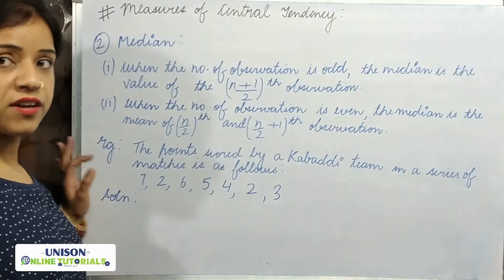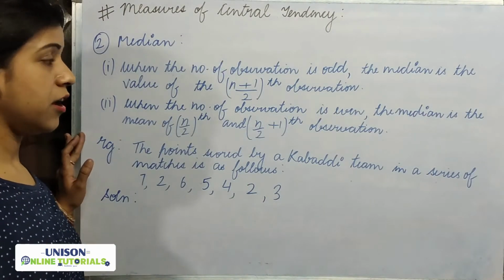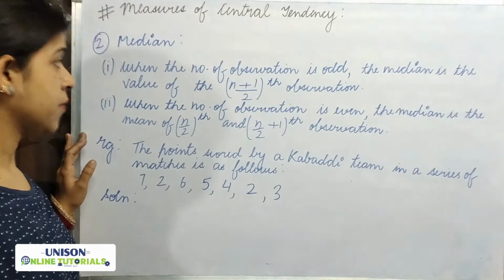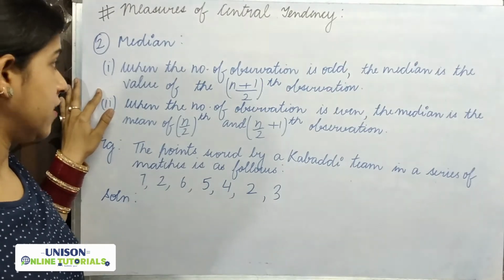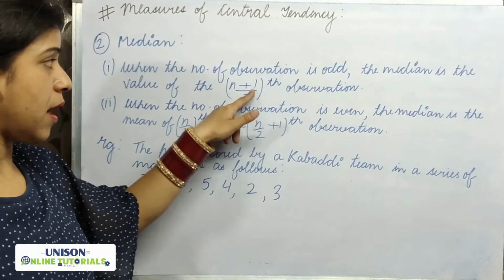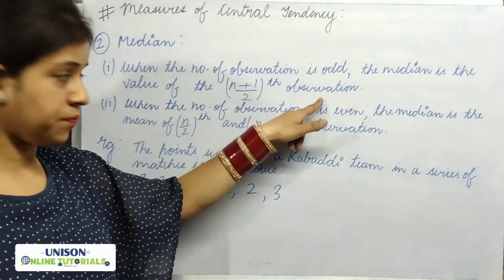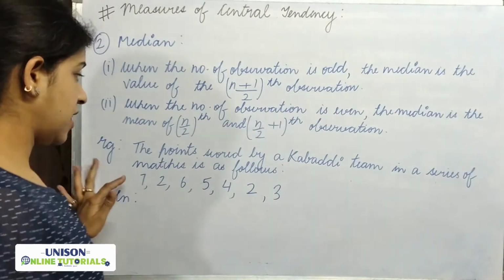Second measure of central tendency is median. In median we are having 2 cases. First one, when the number of observations is odd, the median is the value of the (n plus 1) by 2 term observation. Let's take an example.